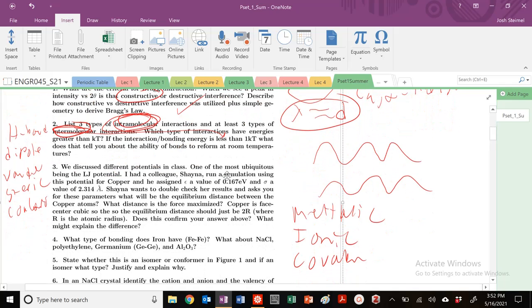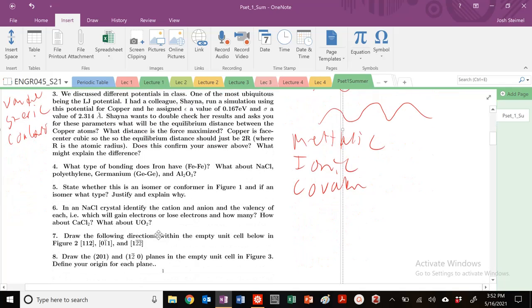And again, what can explain the difference? The Lennard-Jones potential is made for van der Waals interactions, not for metallic interactions. So that's the little caveat there.